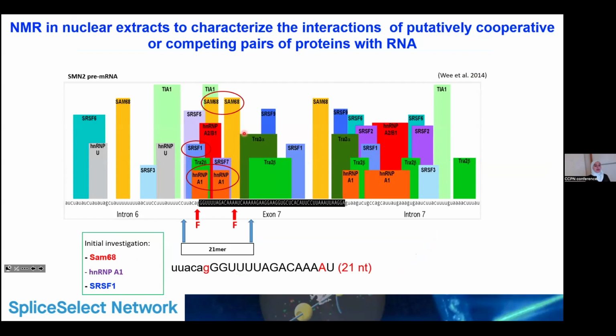which I show here. So these are results published in 2014 about a portion of SMN2 pre-mRNA here, and the different potential sites of different splicing factors intervening in the splicing of SMN2. And to work by NMR, we decided to start with a small oligomer of 21 bases and to use the NMR of the fluorine to analyze the interaction of this RNA with 3 different splicing factors, A1, SRSF1, and Sam68, because we already know the biology, the biochemistry of those proteins.